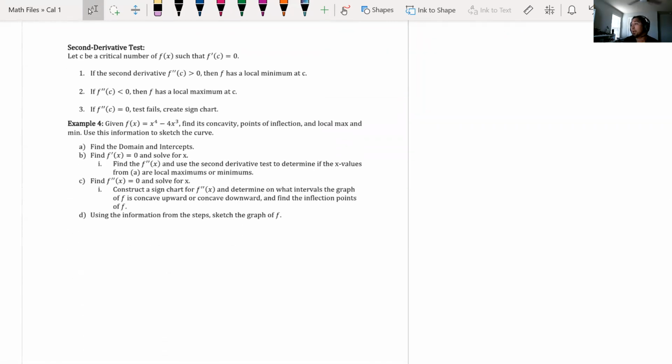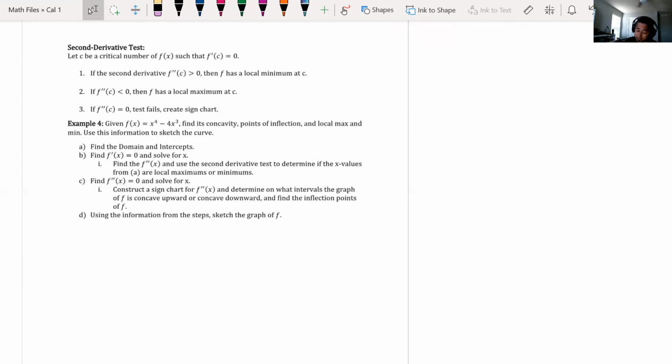And something here, if you absolutely hate making sign charts, we have something called the second derivative test. The way the second derivative test works is that we'll find the critical numbers from the first derivative. We will then take the second derivative. After we find the second derivative, we're going to take the critical numbers from the first derivative and plug them into the second derivative.